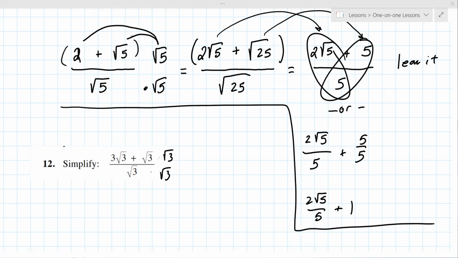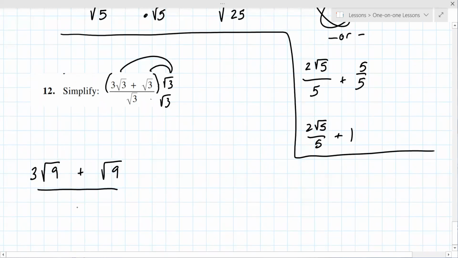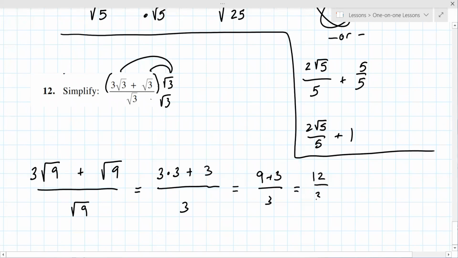I'm going to start working this one out just so you can see the steps for it. You're going to distribute to both of these. So it's 3 square root 9 plus square root 9 over square root 9. So it's slightly different. The square root of 9 is 3, so it's 3 times 3 plus the square root of 9 is 3 over 3. Lots of 3's going on here. This actually does reduce to a nice number. 3 times 3 is 9. 9 plus 3 over 3. 12 over 3 is 4.